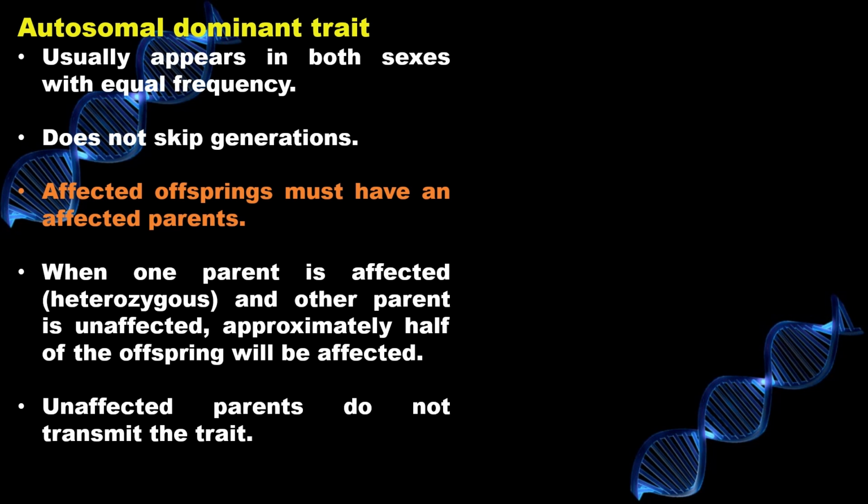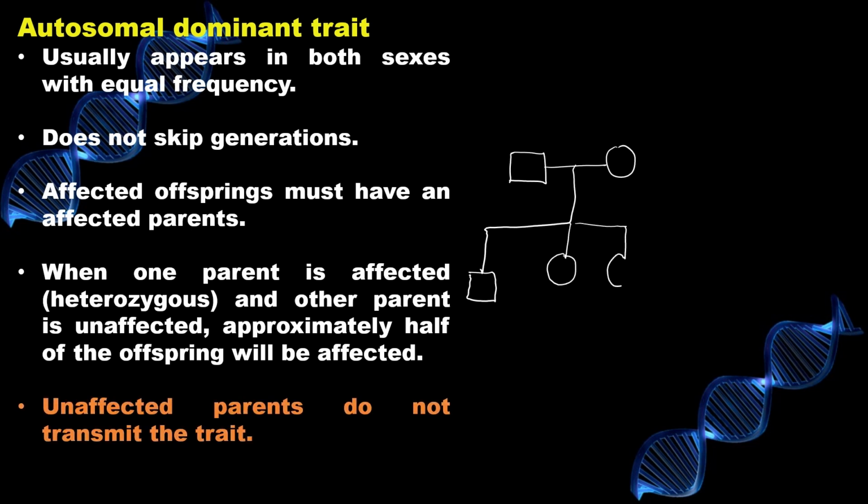If the parent is unaffected, they do not transmit the trait. And one condition is that if an affected parent, which is heterozygously affected, mates with a parent which is unaffected, approximately half of its offspring have the chance to be affected. So we can just draw that condition, that is a male married to a female and they are having 4 children, that are 1 male, 1 female, and third one a female, and fourth one a male.